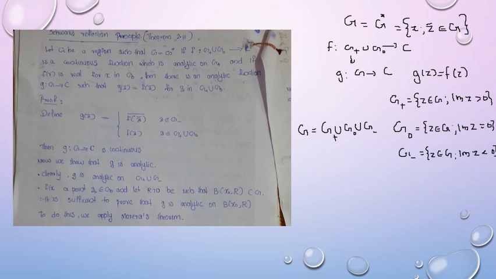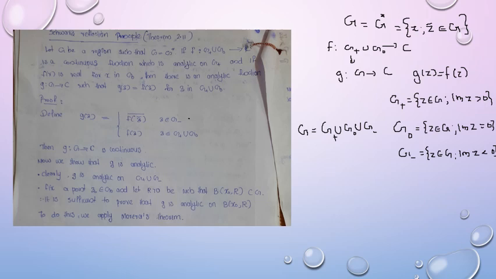Now come to the proof of the theorem. Now we are defining a function g of Z equals f of Z bar, the whole conjugate, for Z belongs to G minus, and f of Z for Z belongs to G plus union G naught. G minus means the set of all Z such that imaginary part is less than 0. Here the imaginary part is greater than 0 and imaginary part equal to 0. Then clearly we can say that g from capital G to C is continuous.